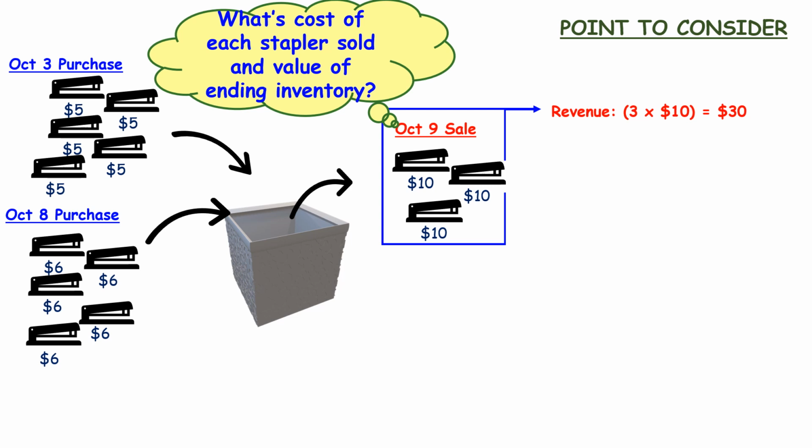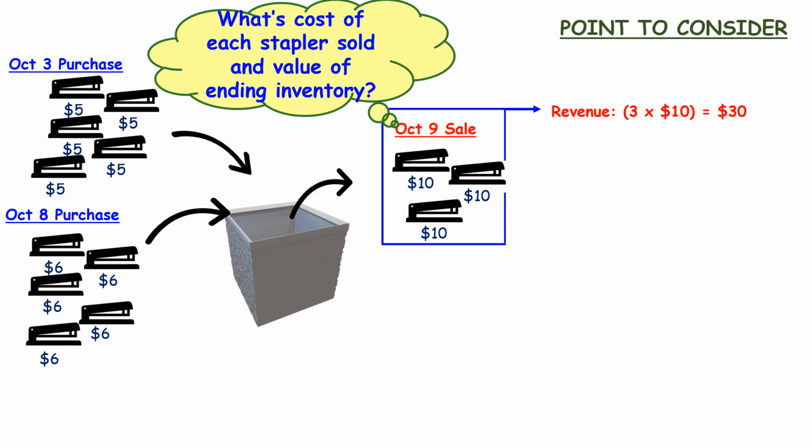When I picked up from this box, did I pick up the $5 staplers or the $6 staplers? Now, the answer to this question would be very easy, but two things make it complicated. Number one is because all staplers are the same, identical. So I don't know which stapler I picked up, the $5 ones or the $6 ones. Additionally, the cost of those staplers is different. Some are at $5, some are at $6.